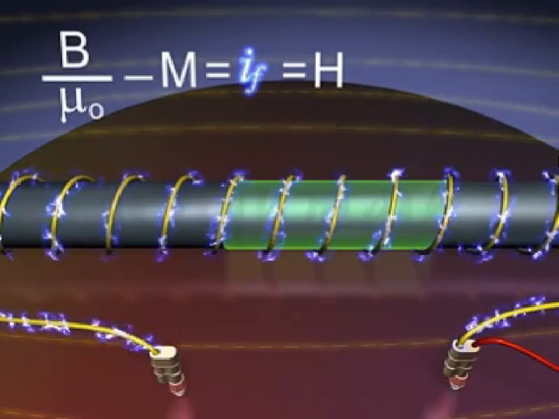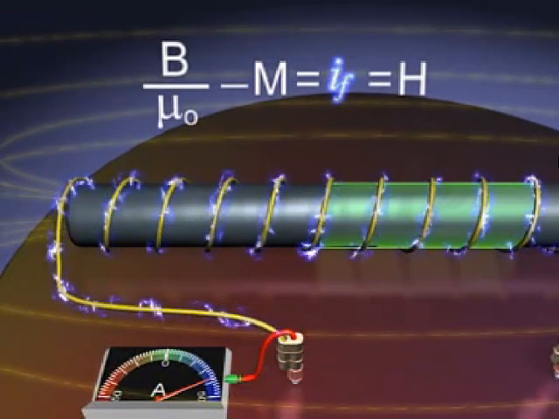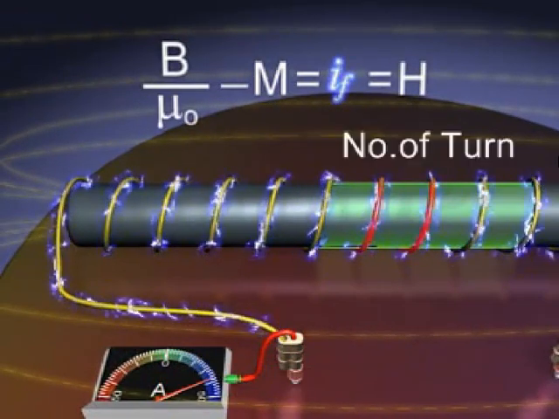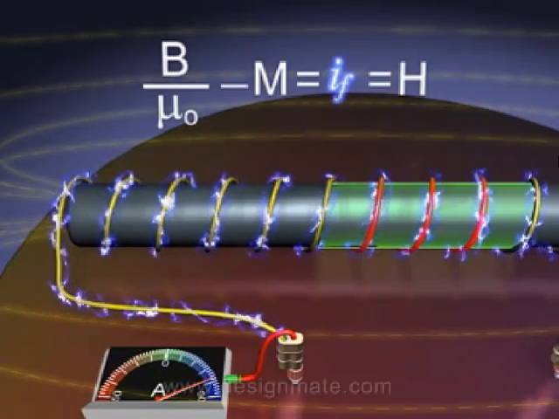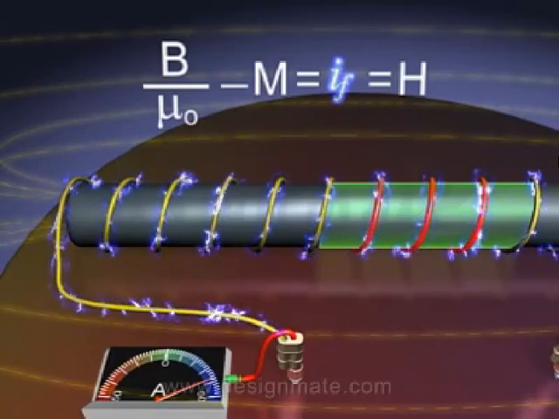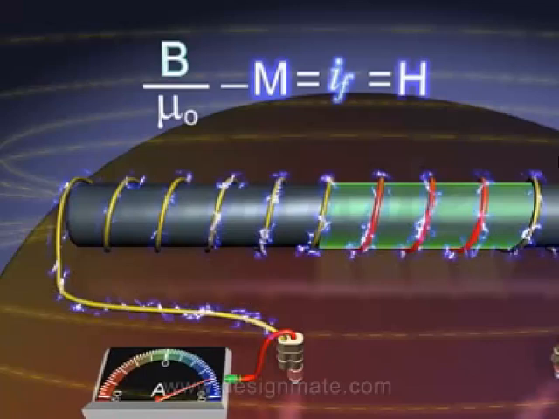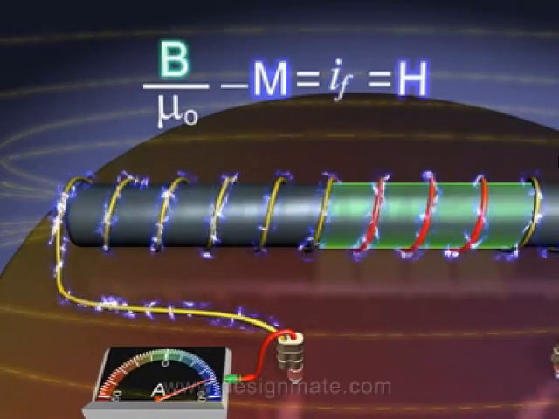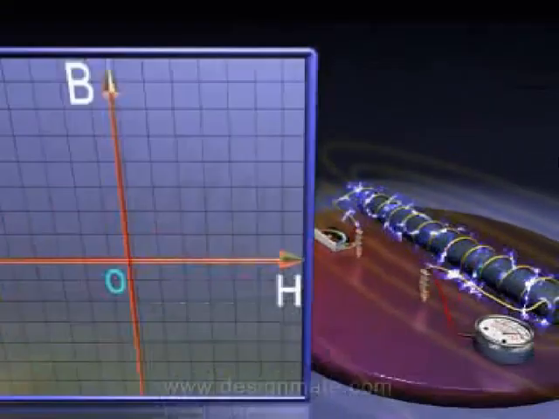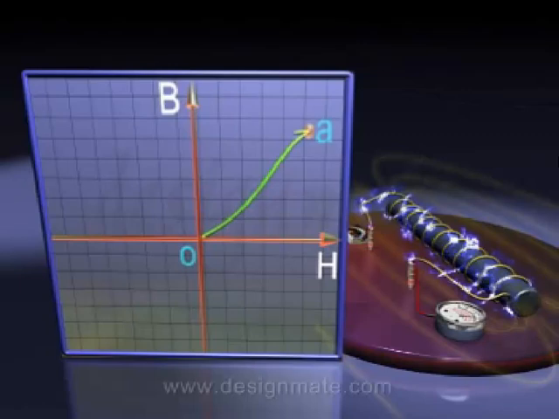This I_f can be found from the current in the ammeter and the number of turns per unit length of the solenoid. In this way, from the experimental values of H and M, we can evaluate B and study its variation with H. The graph of B versus H can be drawn using the observations.